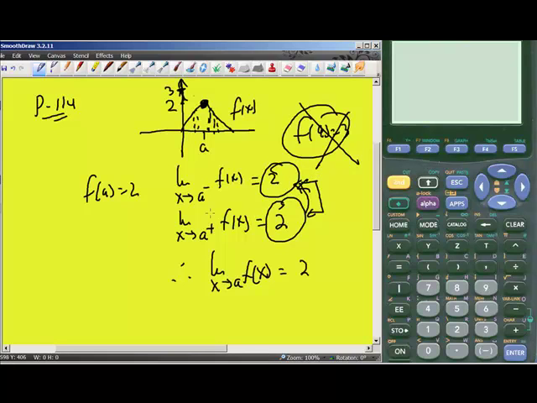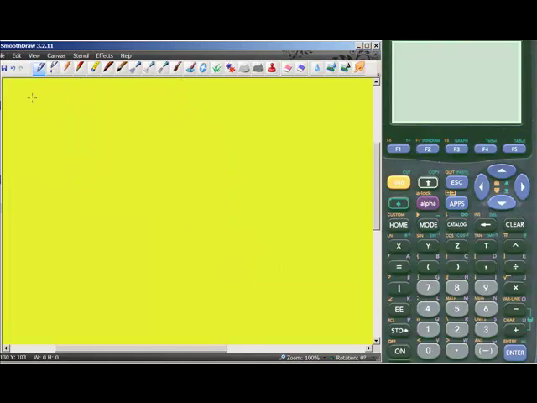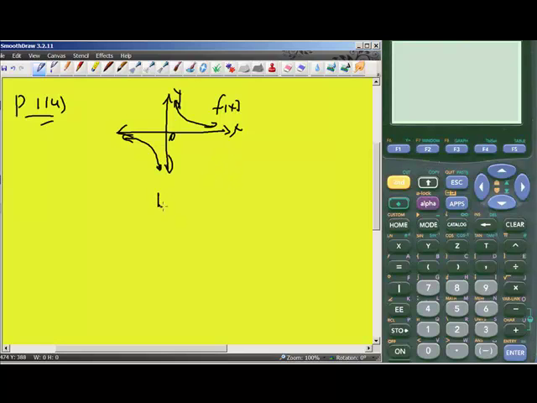Then they talk about vertical asymptotes, which they find at the bottom of page 114. So let's take a look at a graph that looks like this. Let's call this function f of x, with the x-axis and y-axis, 0, and so forth. Now let's find a limit. The limit as x goes to 0 from the left-hand side of f of x: it's going down, so it's going to negative infinity. Then the limit as x goes to 0 from the positive side of f of x is going to positive infinity.